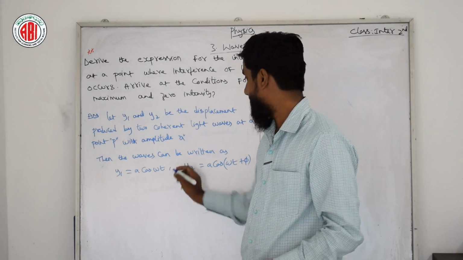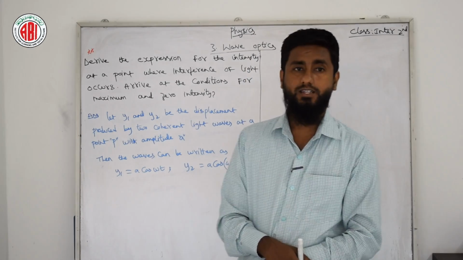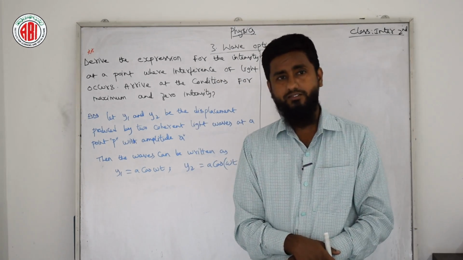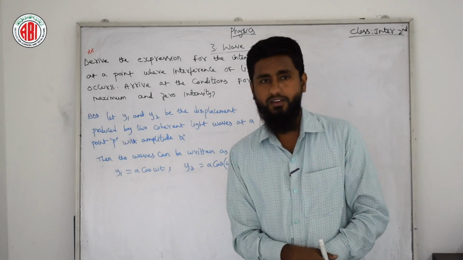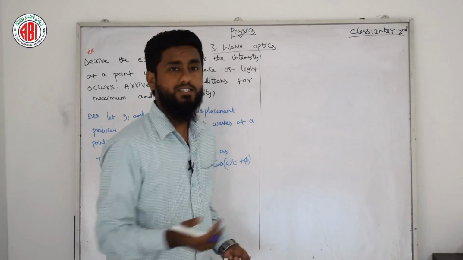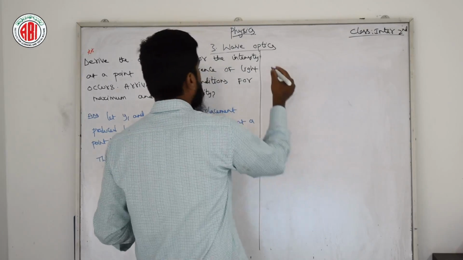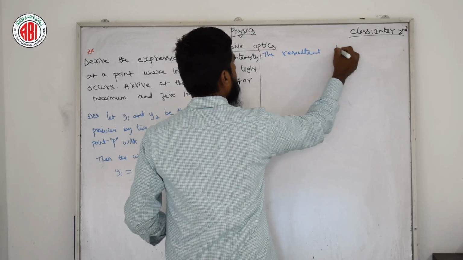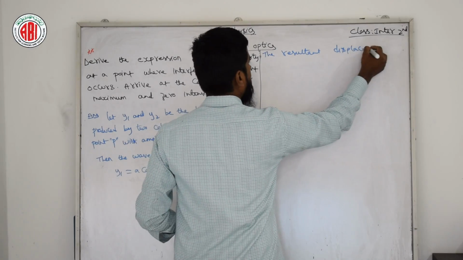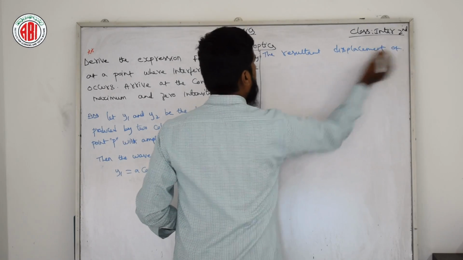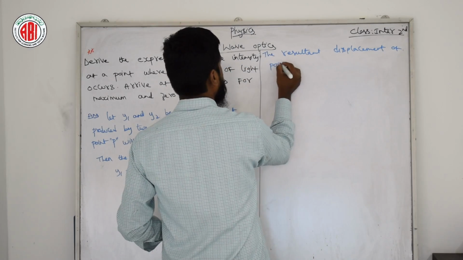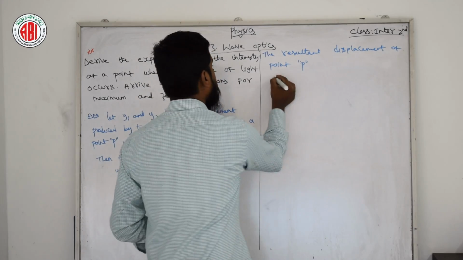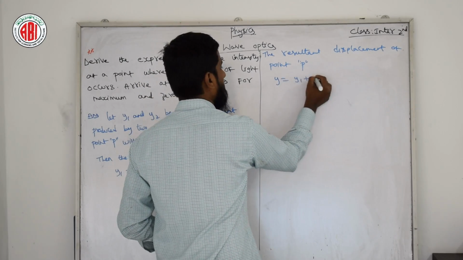Here, ω is the angular frequency and φ is the phase difference. So finally we can find the resultant displacement at point P. What will the resultant displacement at point P be? We will check that. So here we can take y = y1 + y2.